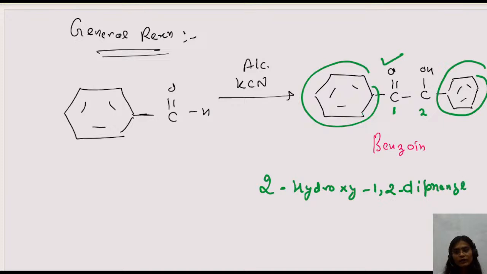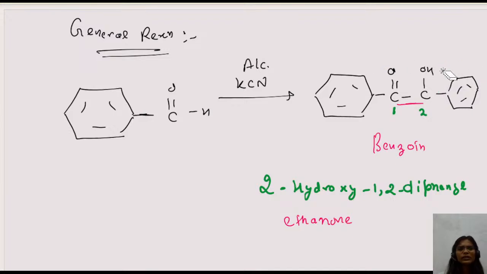So 1,2-diphenyl, and then how about the number of carbons? There are 2 carbons, so it becomes ethane, right? Ethanone. Why ethanone? Because obviously the ketone is the main group here. So 2-hydroxy-1,2-diphenylethanone. So this is the nomenclature of the compound as well. Otherwise, this is normally the benzoin. Now again, the mechanism is important here. So let's discuss the mechanism, how the reaction is going to proceed.